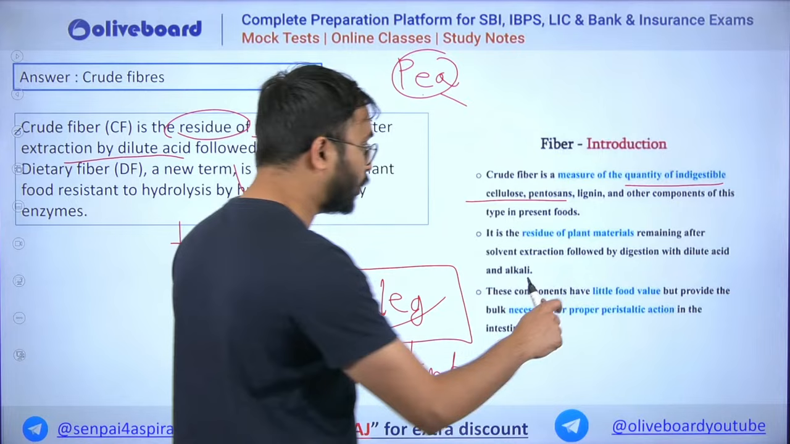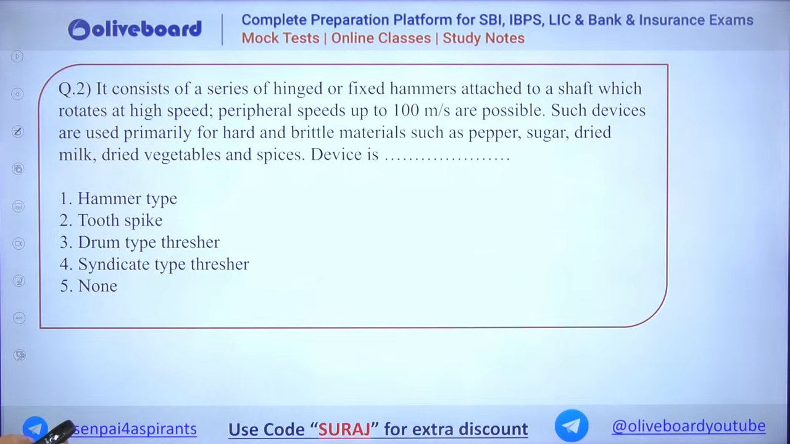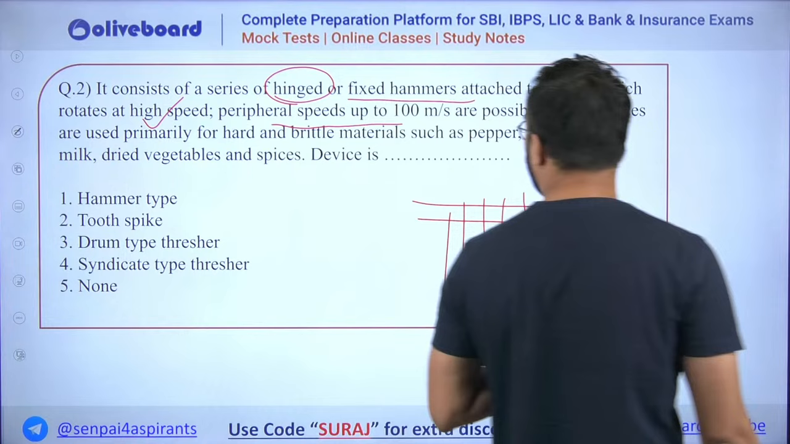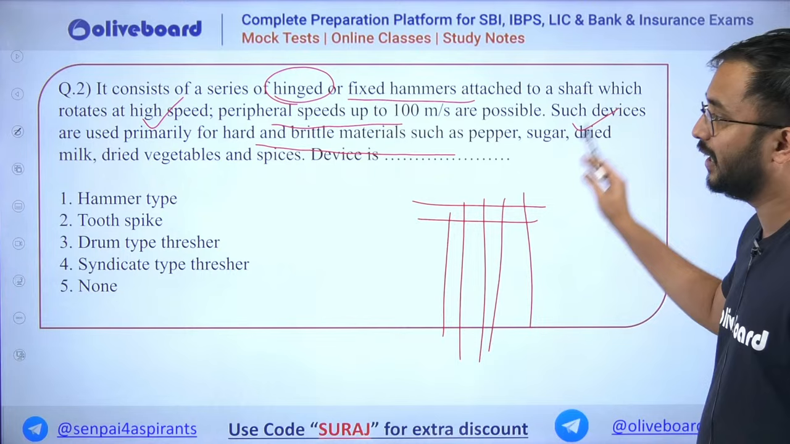Second question. It consists of a series of hinged or fixed hammers, okay, attached to a shaft. So a shaft has been attached to the multiple hammers, which rotates at high speed, peripheral speed is up to 100 meters per second, and such devices are used primarily for hard and brittle materials such as paper, sugar, dried milk, dried vegetables and spices.